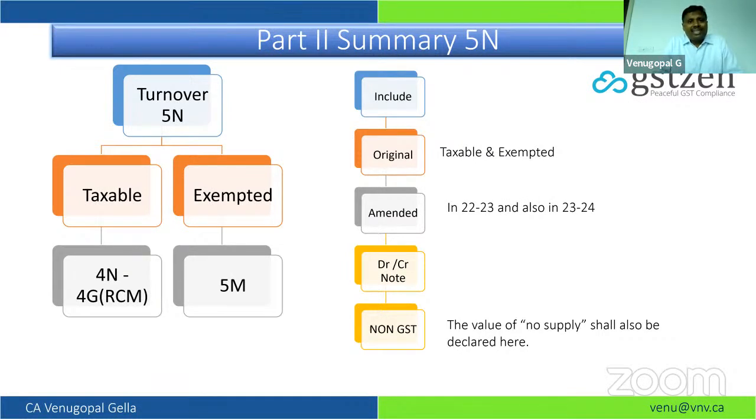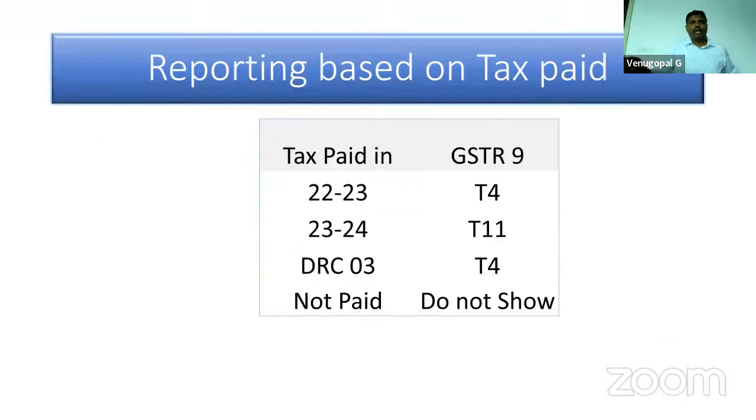You have to compare this turnover with a reconciliation table we have, which has been done some time back. What you have to include is all taxable and exempted amendments that you have carried in the financial year 23-24 pertaining to 22-23, debit notes, credit notes, and non-GST and no supply should also be included in this reporting.